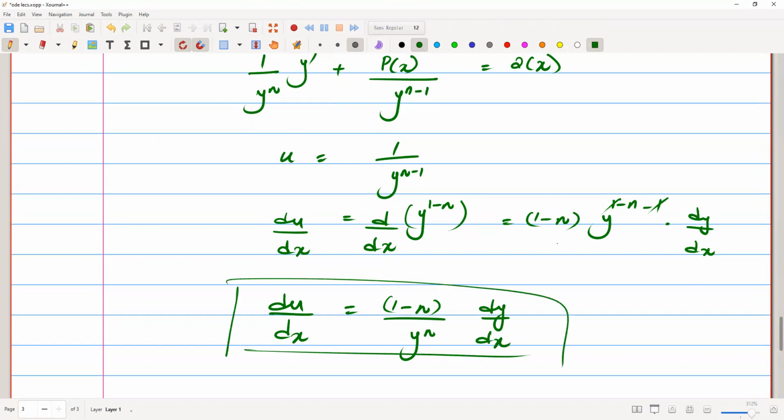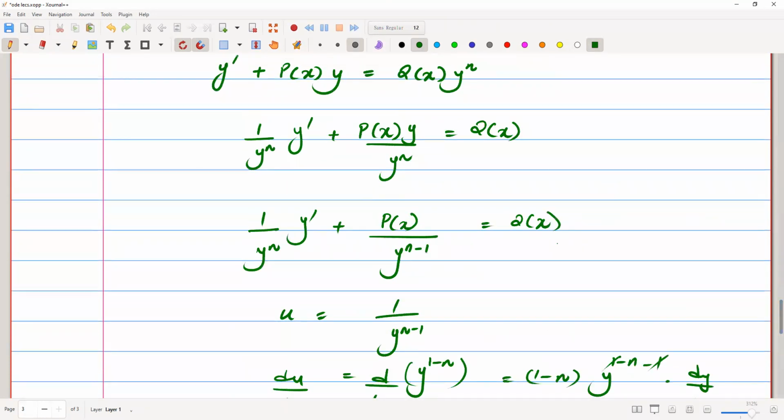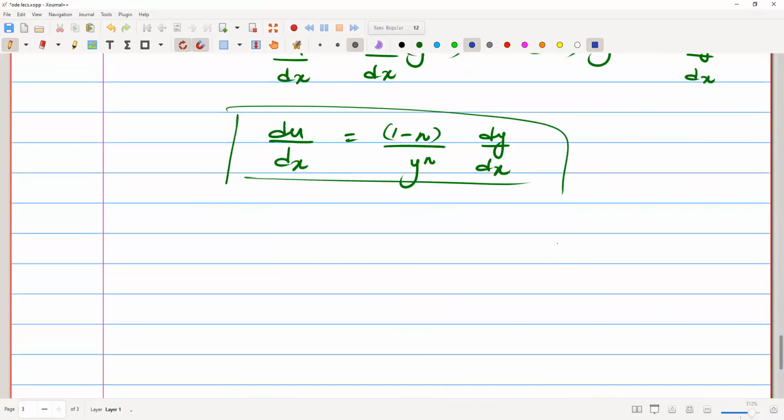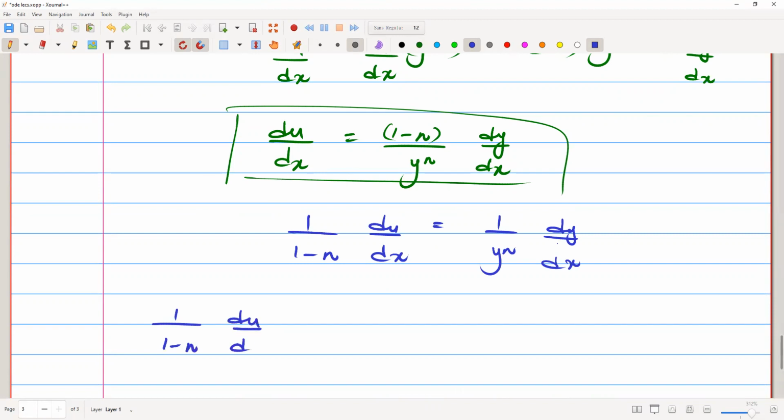So this substitution we can just use in this equation here. We can substitute here, right? So for this part, we can substitute this thing here. We can move 1 minus n here, so we can write 1 over 1 minus n times du by dx, that is equal to 1 over y to the power n dy by dx. So now we will substitute this transformation in the standard equation, and then we will get p of x times u equals q of x.